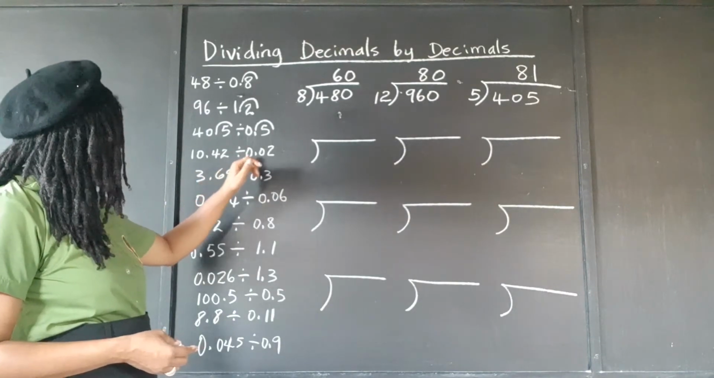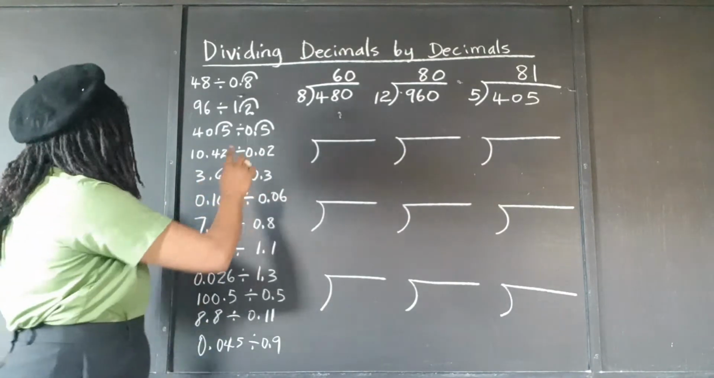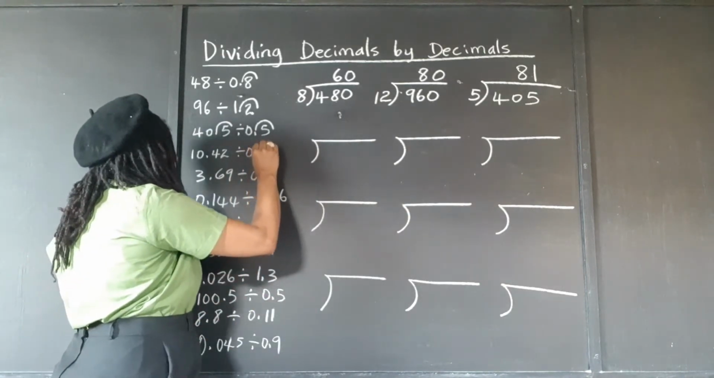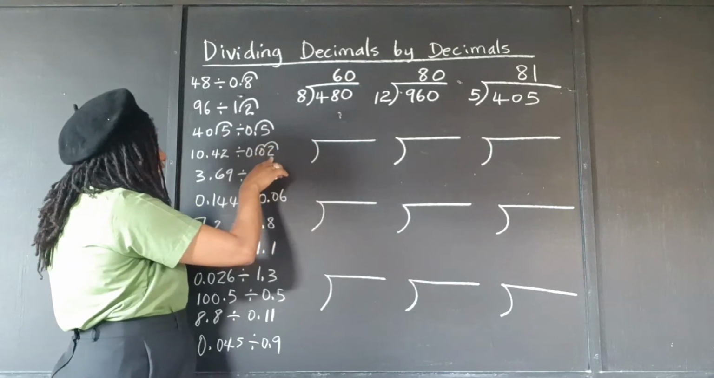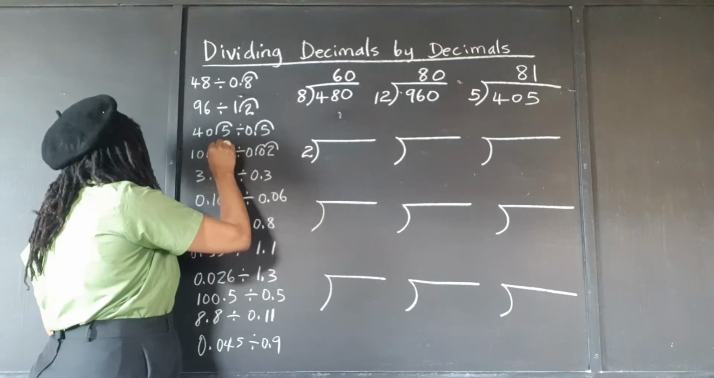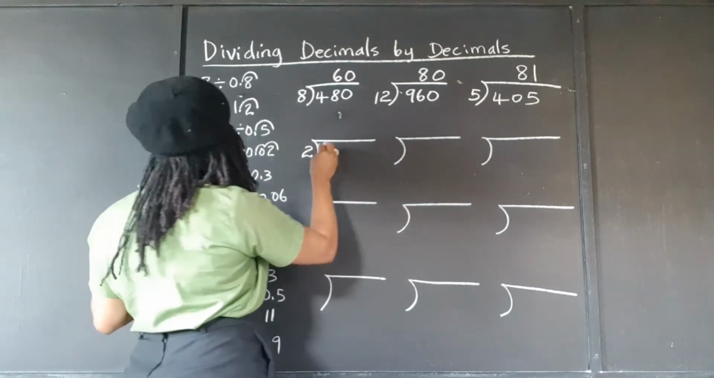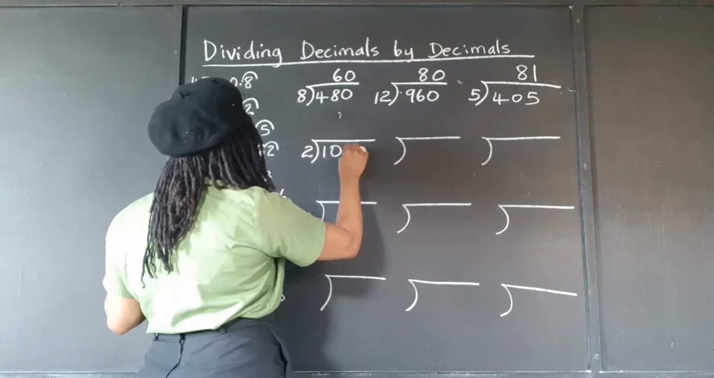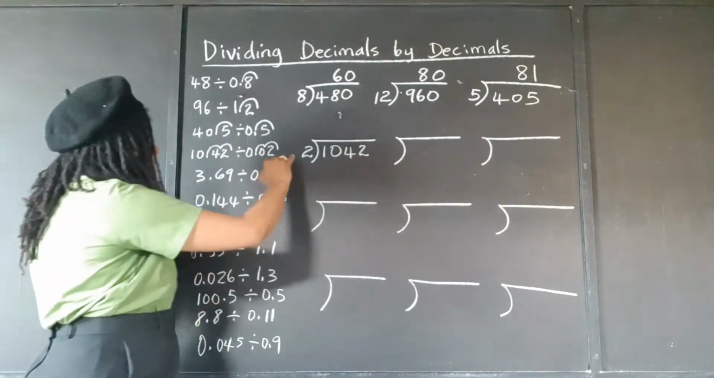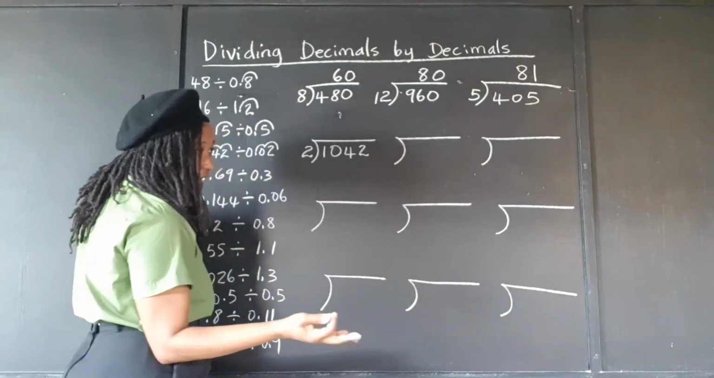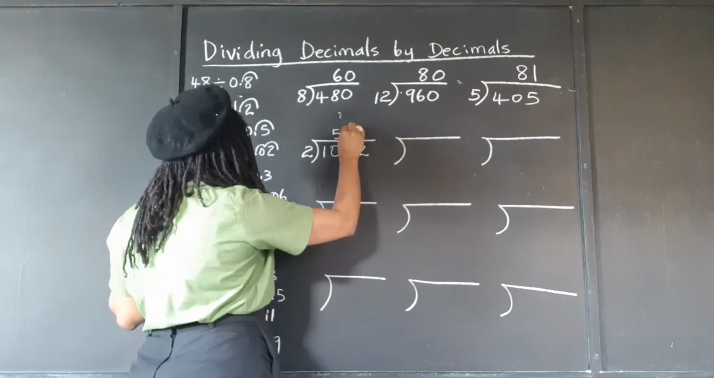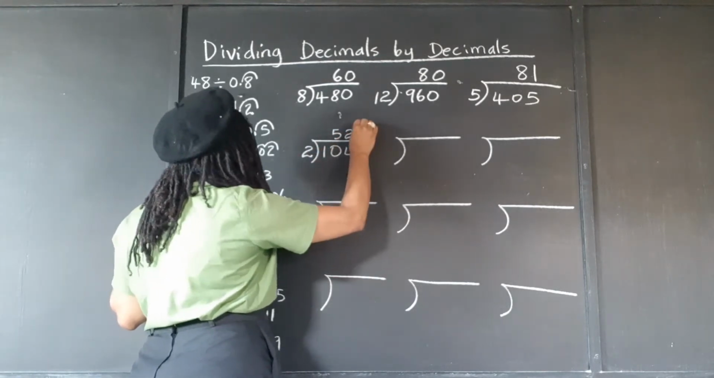10.42 divided by 0.02. We have 2 decimal places in the divisor. We are going to move them 2 places to the right, and now this will become just 2. We also need to move 2 places to the right in the dividend, and that will become 1042. And now we can go ahead and divide. 2 goes into 1, can't. 2 goes into 10 5 times. 2 goes into 4 2 times. 2 goes into itself once.